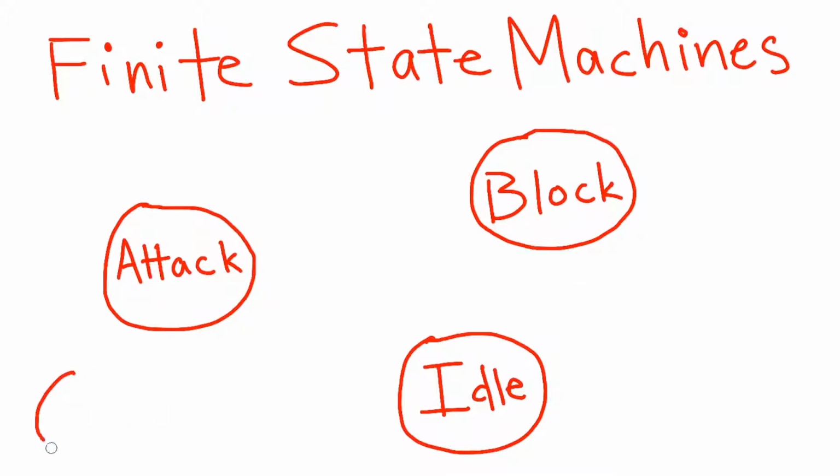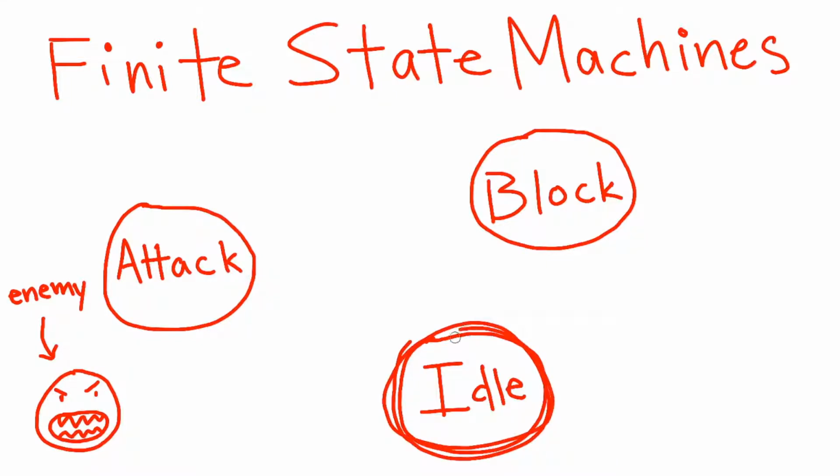Anyway, whether you've studied it or not, a finite state machine is basically a bunch of nodes or states with transitions between them. In our case, our states are what our enemy is doing, their actions, like attack, block, or do nothing, stay idle. So let's say we start off idle, we're doing nothing, and then a player comes in range. This triggers the transition from idle to attacking.